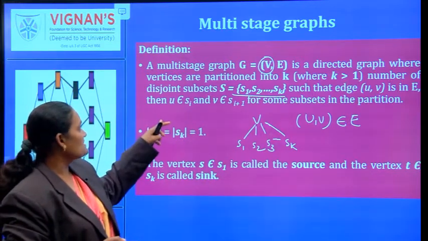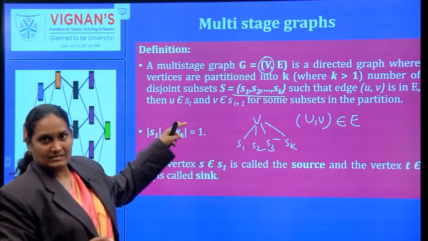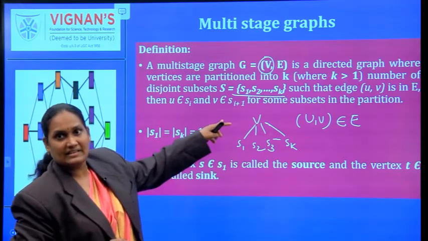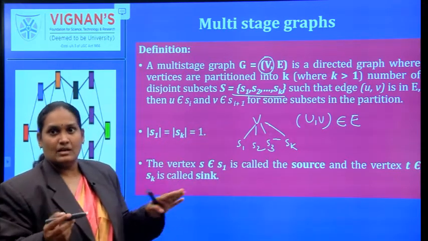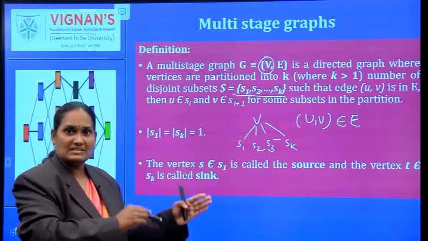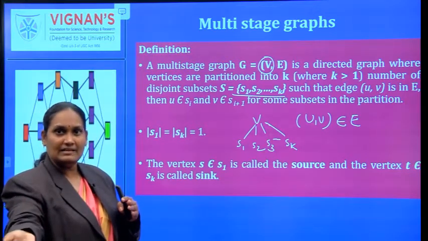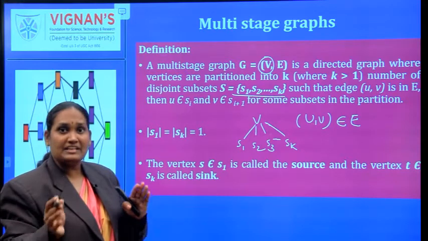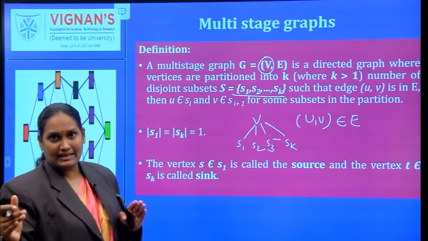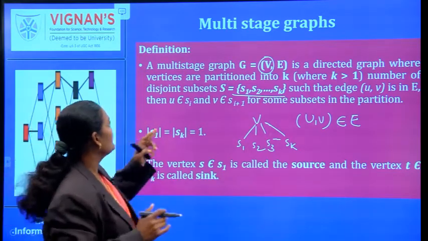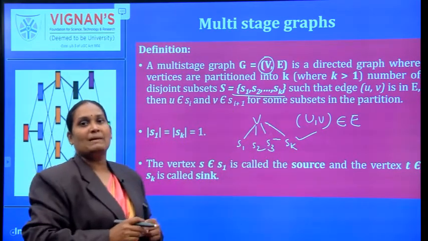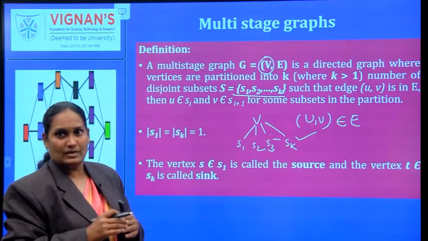Now U is present in one subset, which is Si, and V is present in another subset, Si+1. This simply means that for an edge there are two vertices. One vertex should be present in one subset and the other vertex should be present in another subset. Like that, we need to divide the given set of vertices into some number of disjoint subsets. This type of graph is called a multi-stage graph.